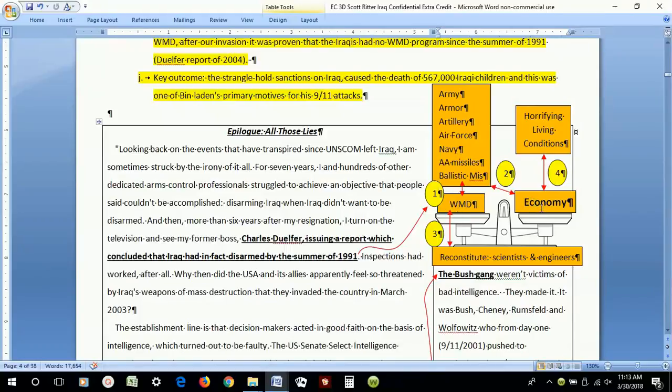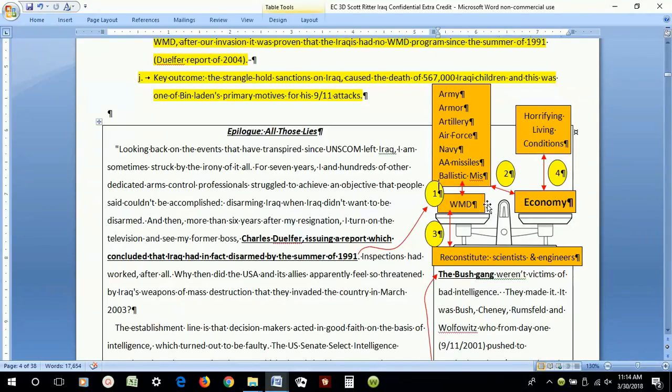Now, can you possibly compare basically your whole economy to weapons of mass destruction, which is only one of many military assets? You have your army, your armor, your artillery, Air Force, Navy, anti-aircraft missile batteries, ballistic missiles. Then you've got WMD. How do you buy all of this? That's dependent upon the economy. And the importance of this is far more than just military hardware. You need that economy to prevent horrifying living conditions and political instability in your country.